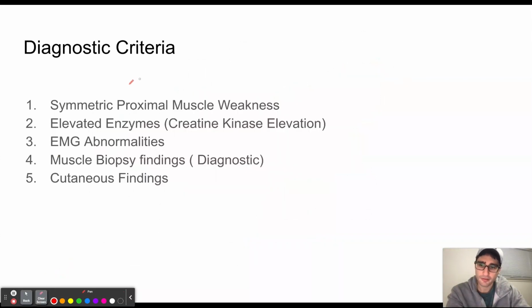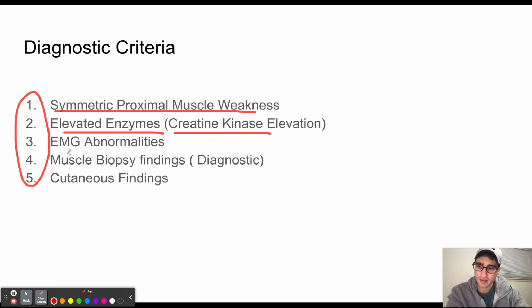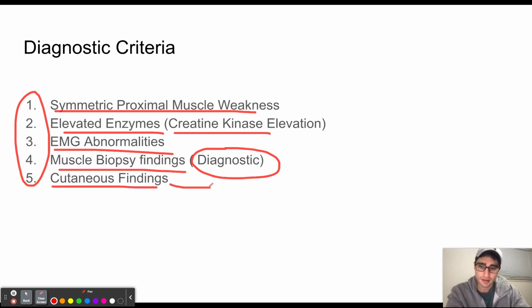The diagnostic criteria for dermatomyositis is going to include all of these 5 findings. We're going to see symmetric proximal muscle weakness, elevated enzymes like creatine kinase elevation, EMG abnormalities, and muscle biopsy findings, and this can be diagnostic. With dermatomyositis, again, we might expect perimysial inflammation. And cutaneous findings, this is only seen in dermatomyositis. So we won't expect skin findings in polymyositis.